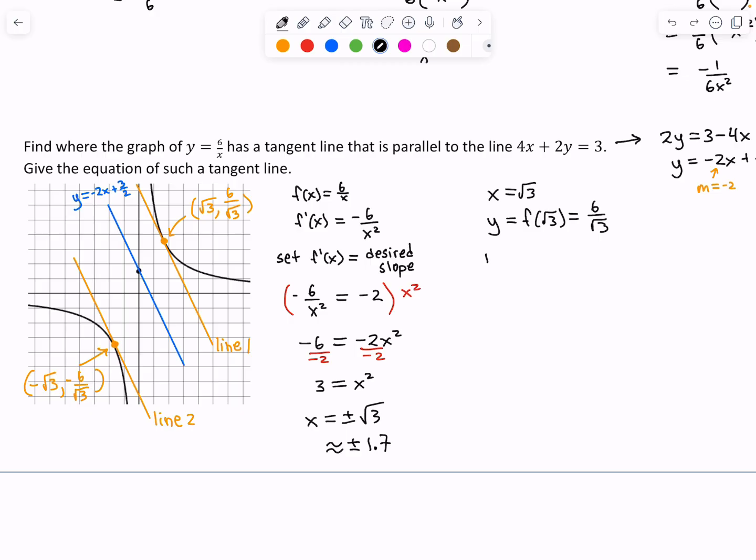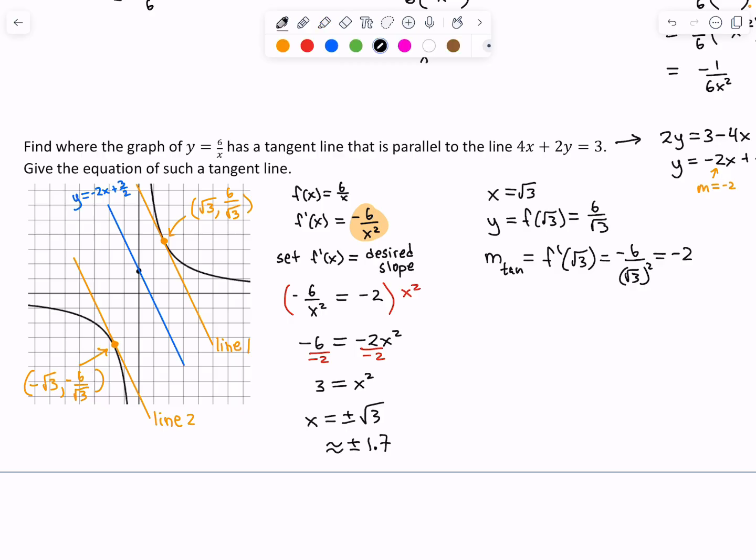And then the slope of the tangent line will be f prime of square root of 3. So you'd plug square root of 3 into this function, giving me negative 6 over square root of 3 squared. Well, square the square root of 3 gives me 3, and negative 6 over 3 is negative 2. Well, that's no surprise. We already knew that we wanted the slope to be negative 2 so that it matched the slope of the blue line.